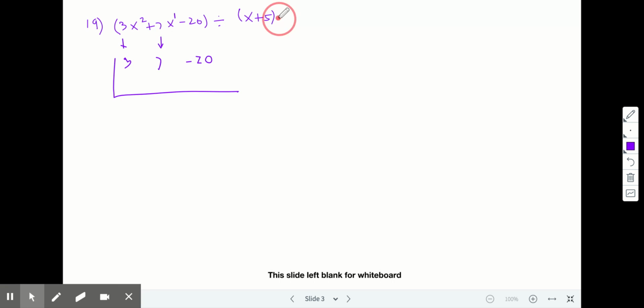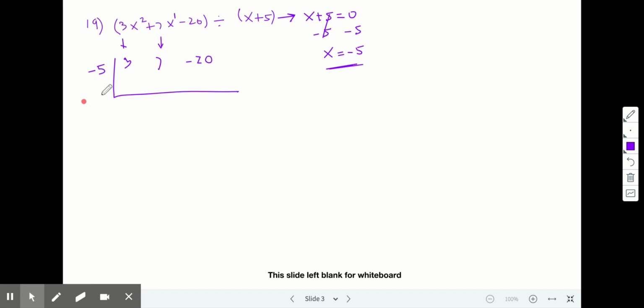The x plus 5, what I want to do is make that equal to 0 and find the value of x. So, minus 5 on both sides cancels. The x equals negative 5. This is the value that I'm going to divide it by. There we go. Bring down the negative 5.